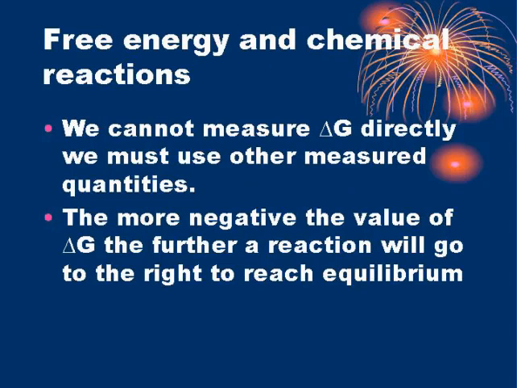Since we can't measure delta G directly, we can use other measured quantities to calculate our delta G. The more negative the value of delta G, the further a reaction will go to the right to reach equilibrium. We can also relate delta G to equilibrium, which we'll see in the next part.